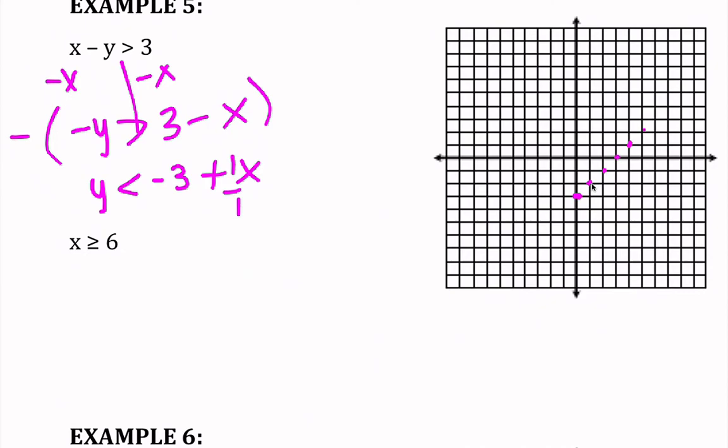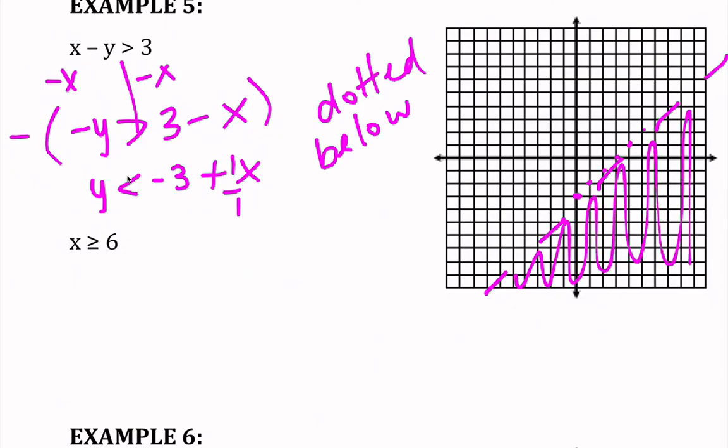So once you have your points, you need to talk about what type of line we should draw. Well, notice there is no solid line underneath, so I know I need to use a dotted line. So take your straight edge, line it up, but make sure that you are using a dotted line. And now let's talk about shading. It's a less than symbol, so I need to shade below that dotted line. Remember to shade lightly.